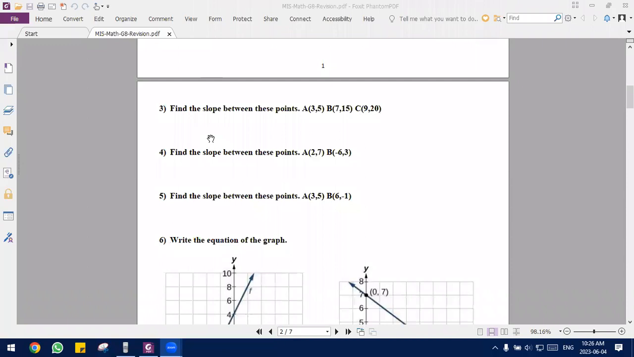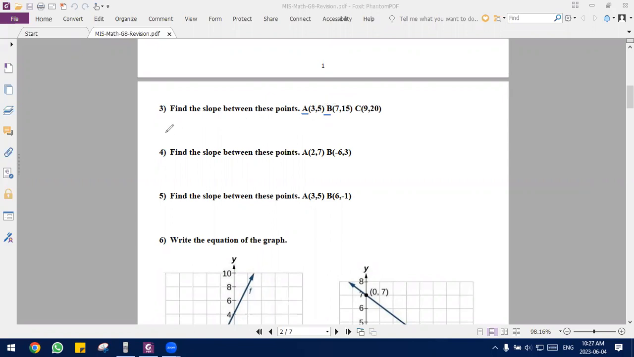Then question number 3, it says, find the slope between these points. So we have point A, B, and C. To find the slope on a line, I need only 2 points. So here in this question, any 2 points that you choose, you will get the same slope, the same value. So you can choose any 2. I will choose the one that has smaller values. So I will choose A and B.